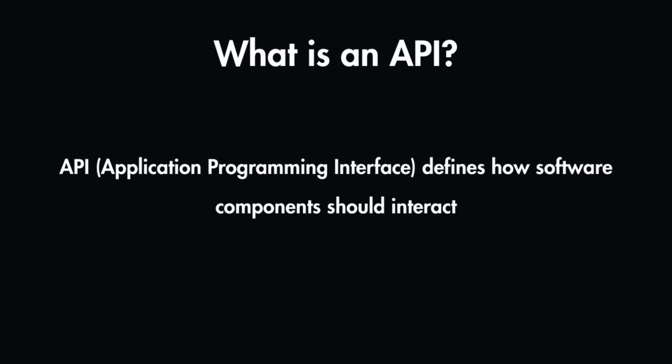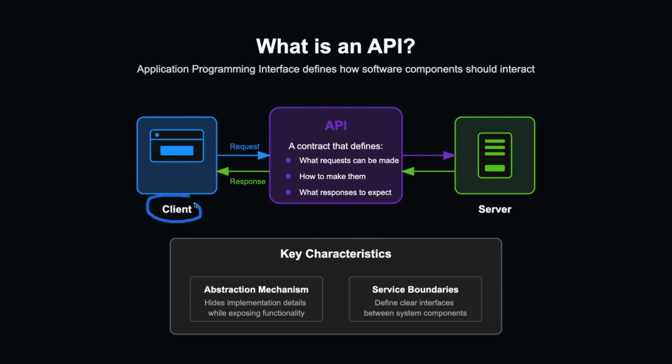API stands for Application Programming Interface, which defines how software components should interact with each other. Let's say on one side you have the client, which is either the mobile phone or the browser of this user, and on the other side you have the server, which will be responding to the requests. So API here is just a contract that defines these terms, which are what requests can be made. So it provides us with an interface on how to make these requests, meaning what endpoints do we have, what methods can we use, and so on. Also, what responses can we expect from this server for a specific endpoint.